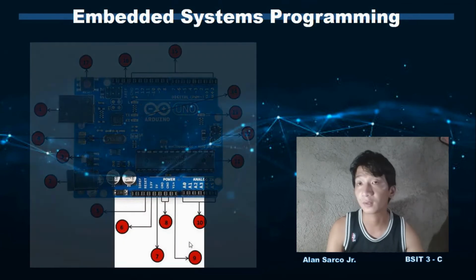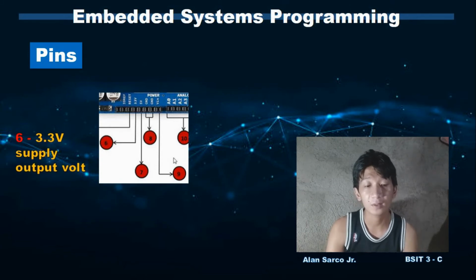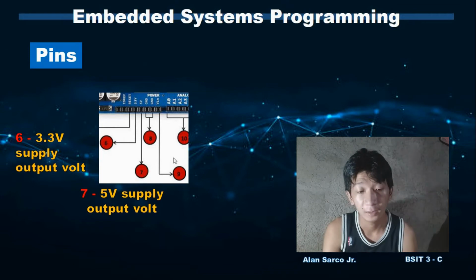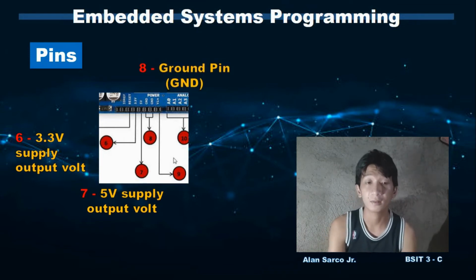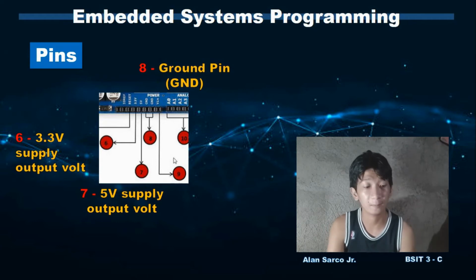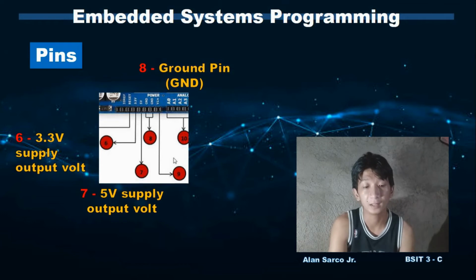Next are the pins. As you can see in number 6, it is the 3.3 volt supply output. Number 7 is the 5 volt supply output. Number 8 is the GND or ground pin, which can be used to ground your circuit. It is sometimes called the return because all current loops end at ground and the current returns to the battery or supply. It is where you measure most voltages from. So that is the use of the ground pin.